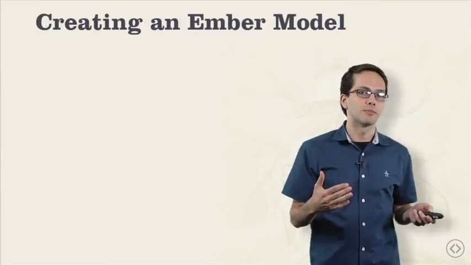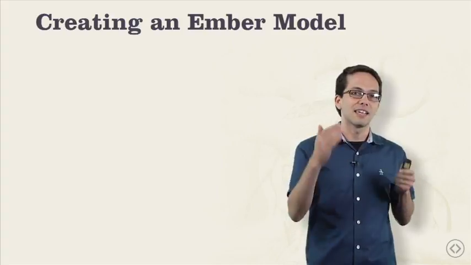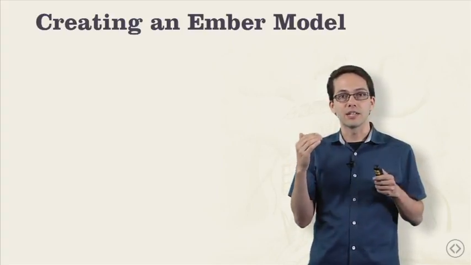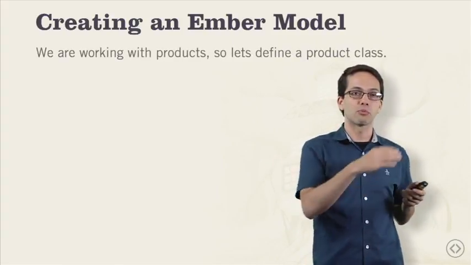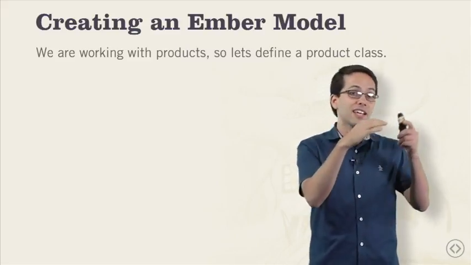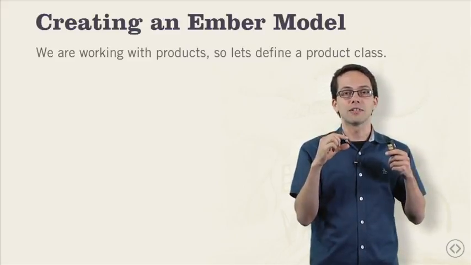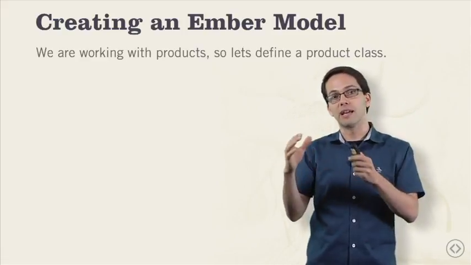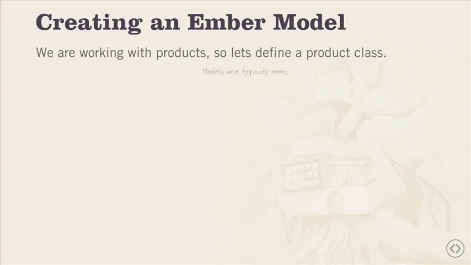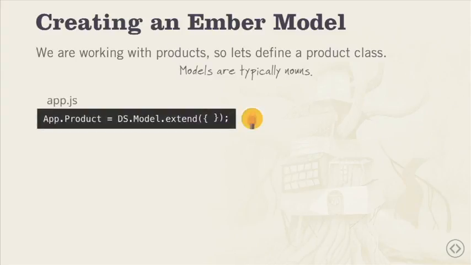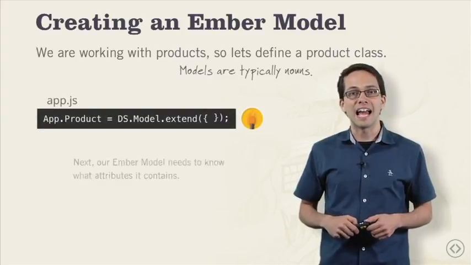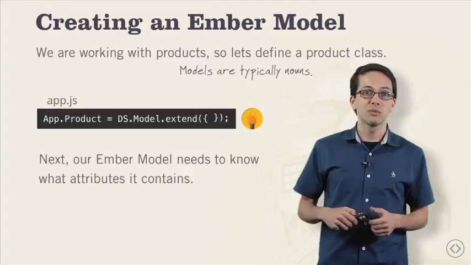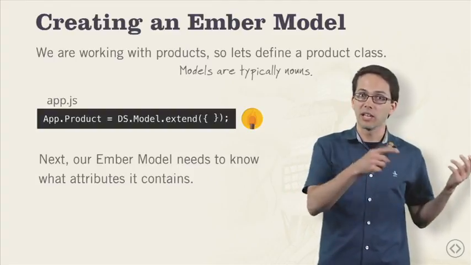In programming language terms, you might think of a model as a class. In our case, we're working with products. So we're going to have a product model, and that class is going to allow us to create many instances of products that might have different values. Models are typically nouns, just like the typical class, and we create one just like you see here. We also need to tell our model what attributes it contains, just like you would set attributes on a class.